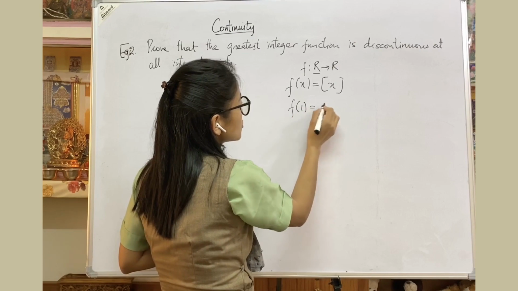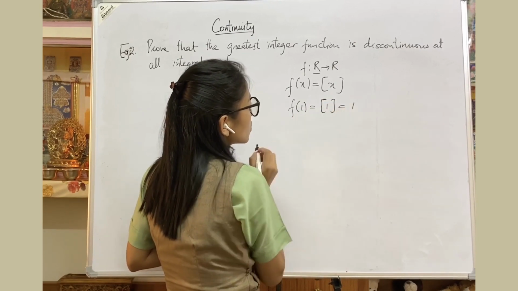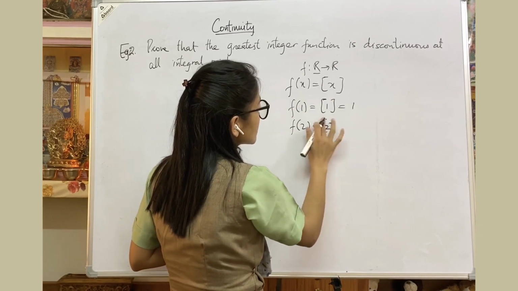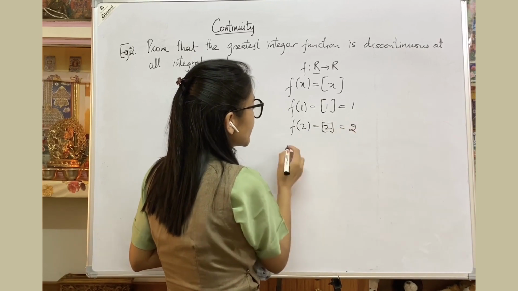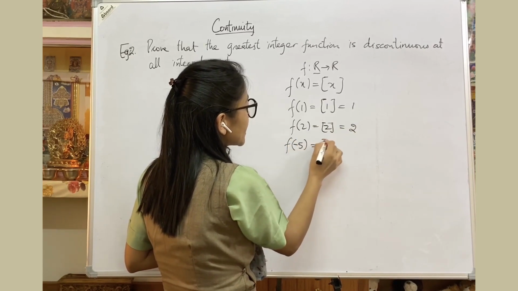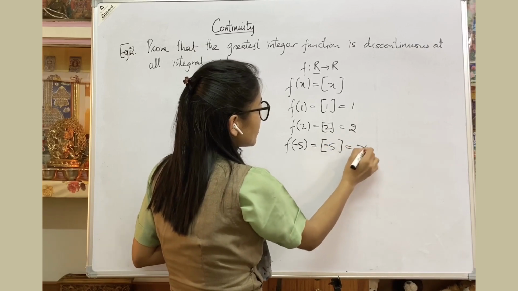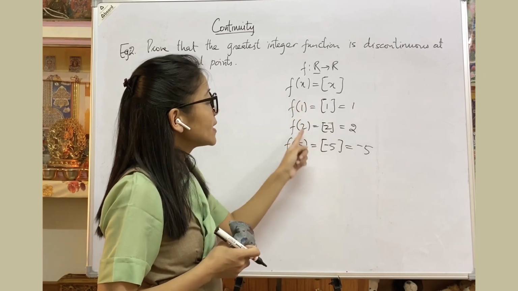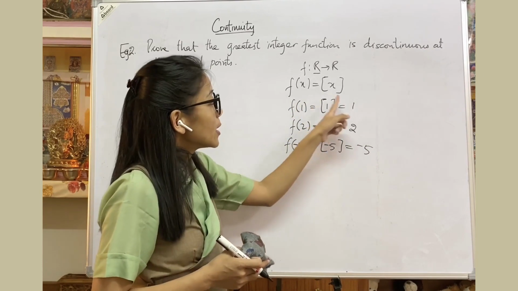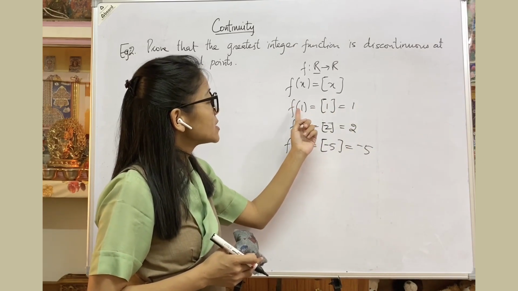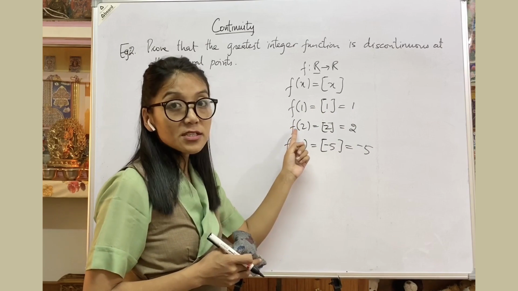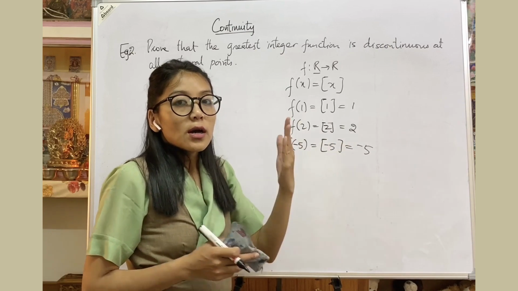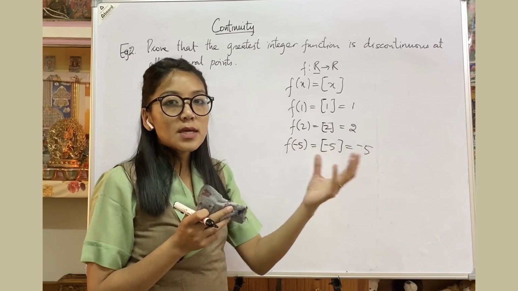If I take f of 1, the greatest integer function of 1 is 1. If I take f of 2, I get 2. If I take the greatest integer function of negative 5, I get negative 5. So if you find the greatest integer function of any integer, whether positive or negative, the image will be itself. For all integers, you get the same image.